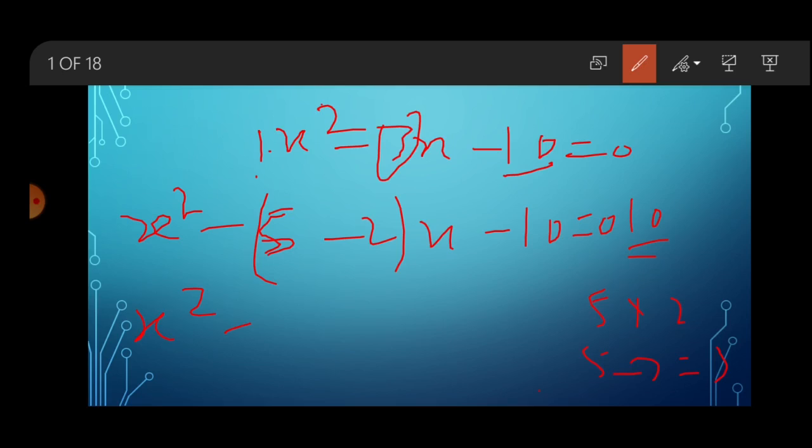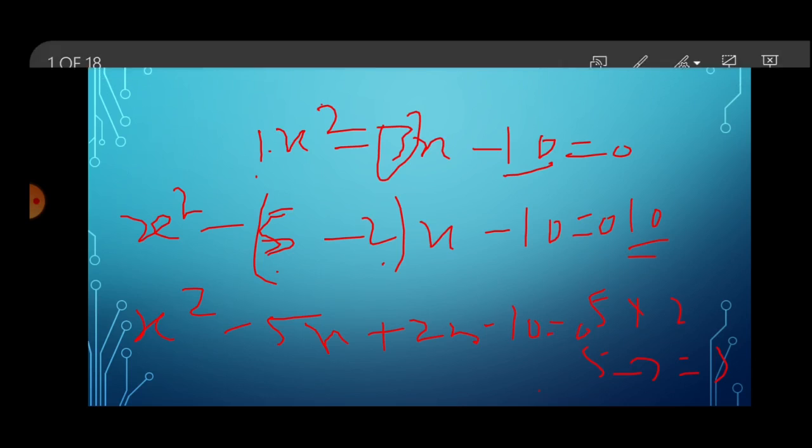5x. Now 5 minus 2 becomes 3. So now I will open the bracket. It will become 5x and plus 2x minus 10 is equal to 0. Now again minus 5x and plus 2x, the minus is bigger, so it means the answer is minus 3x. Now I will take the common factor on the next page.